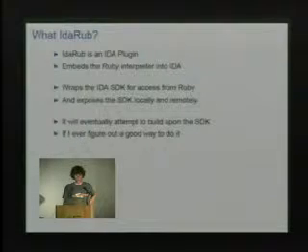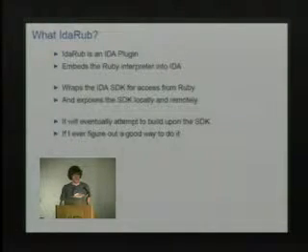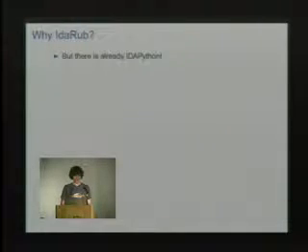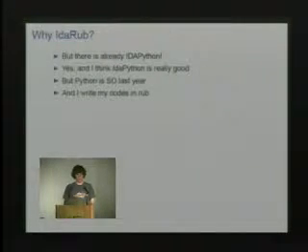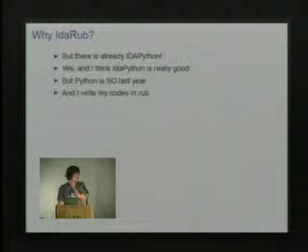So the original plan was to try to build a friendlier SDK, but I haven't really done that yet. So anyway, the first thing people are going to ask is, there's already IDA Python, so why even care about doing Ruby? Python is really good, and I looked at it a lot when I was working on IDA Ruby. But I was just sort of doing this for fun, and I wanted to write in Ruby.